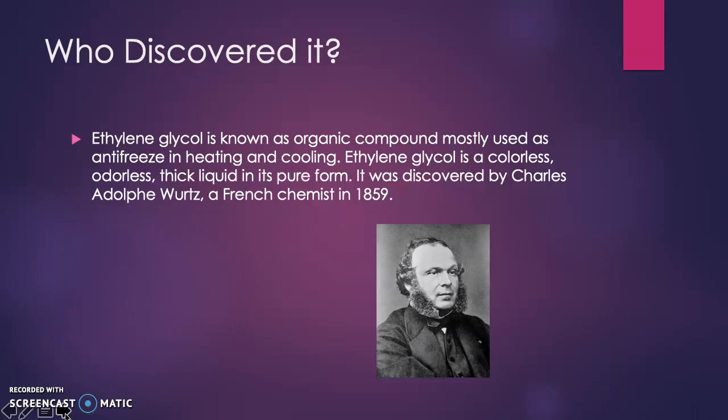The person who discovered ethylene is known as Charles Adolphe Wurtz. He was a French chemist in 1859, and ethylene glycol is what he called it, and it is known as an organic compound mostly used as antifreeze in heating and cooling, such as in a car or in a refrigerator. Ethylene glycol is a colorless, odorless, thick liquid in its purest form.